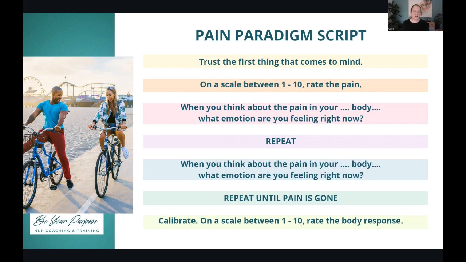When I demonstrated this process in the current NLP Master Practitioner group, we worked on somebody's pain and we went through it. What's the rating? And then when you think about that pain in the body, what emotion are you feeling right now? And she moved through the layers of the emotions so quickly that it was only about 5 or 6, maybe even 7 rounds before this sense of euphoria. I was like, oh, the pain's not there. I was like, yep, done.